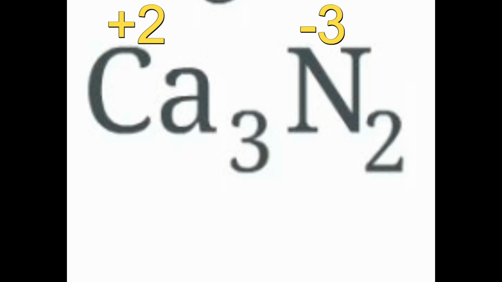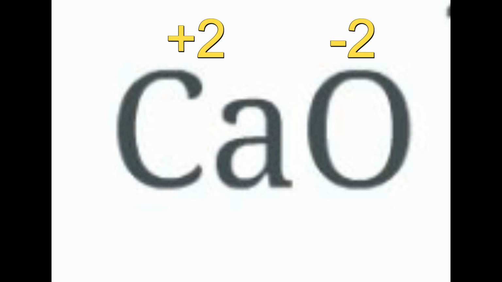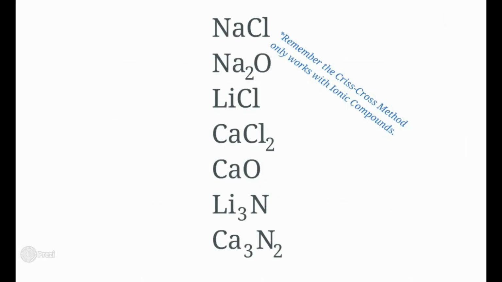And so Ca3N2. So calcium has a +2 charge, oxygen has -2. So when you crisscross these guys, you drop the sign, and so you end up having this. However, it's just like saying 2/2. If you can reduce it, you got to reduce it. That's why it would be CaO. Remember, the crisscross method only works with the ionic compounds.